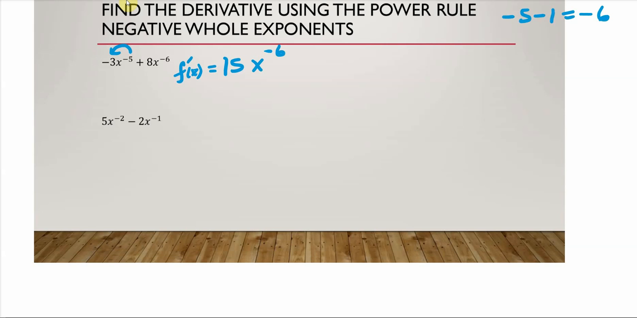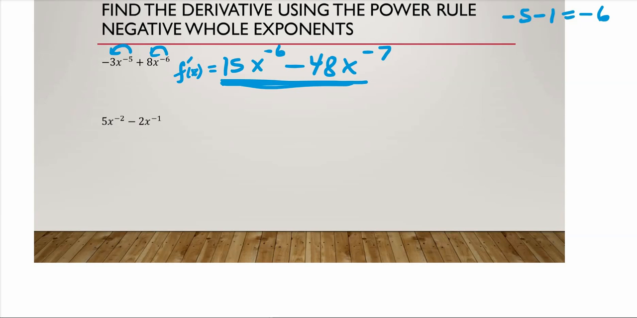And then the next one, we're going to multiply negative 6 times 8. That's going to give me negative 48 x to the negative 7. So this is my derivative. This will help me find the slope of my function anywhere. All right, let's try another one.